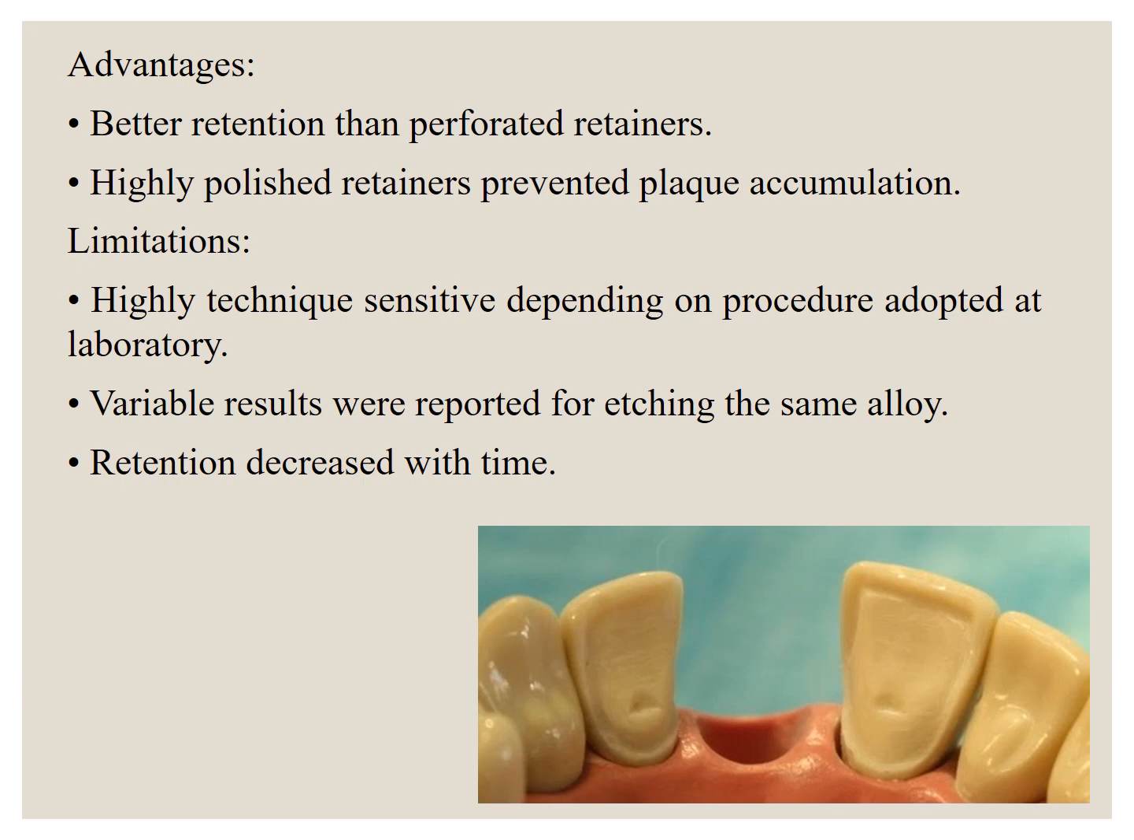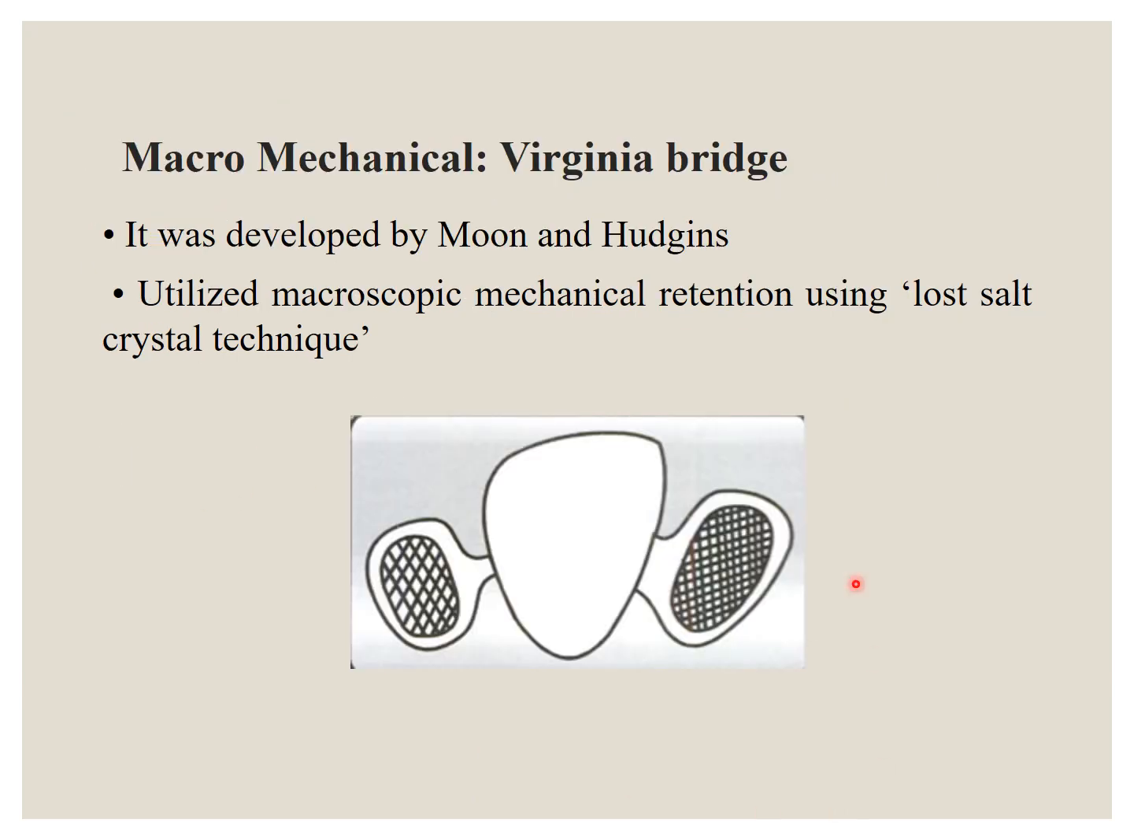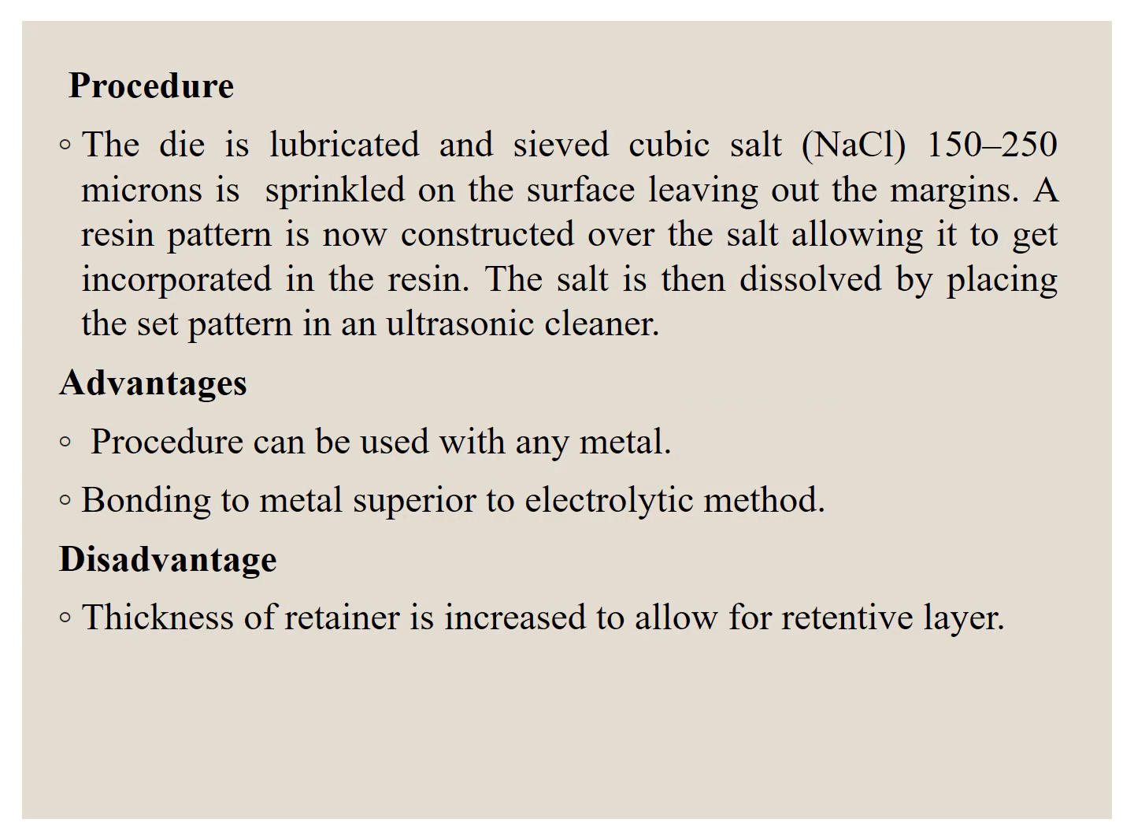Retention decreases with this. To improve that came the macro-mechanical bridge, that is the Virginia bridge. This is an example of a Virginia bridge, which was developed by Moon and Hudson. It utilizes the macroscopic mechanical retention used in the lost salt crystal technique. So this is the technique, the procedure.